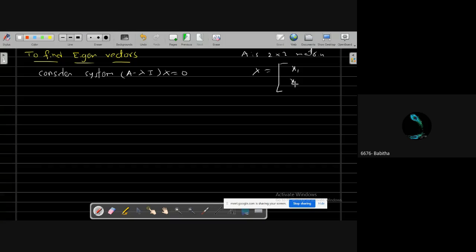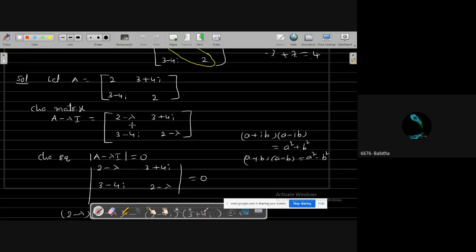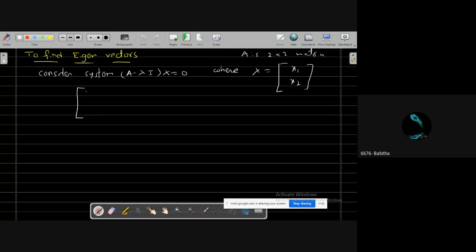x1, x2. Okay. So now (A minus lambda) into x equal to 0. That A minus lambda we will write. What is that A minus lambda? 2 minus lambda, 3 plus 4i; 2 minus lambda, 3 plus 4i.